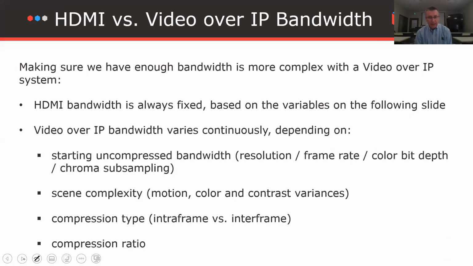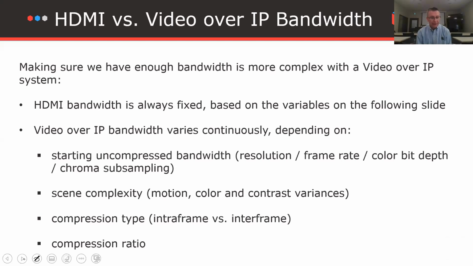It's a bit different than we were used to when we talk about, and we've talked about this for years, HDMI bandwidth or HDBaseT bandwidth or DisplayPort bandwidth, it's always fixed. We can always do the math and get an exact number every single time, regardless of what content we're playing. Whereas video over IP varies continuously depending on that content and depending on some other things as well.